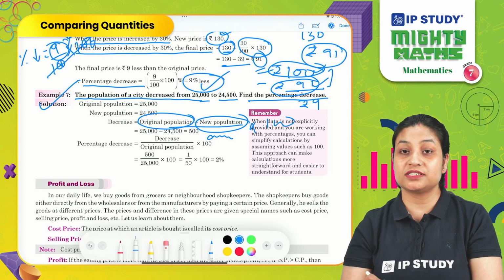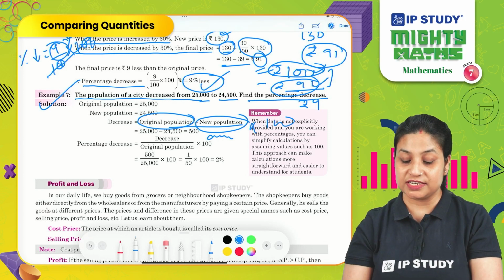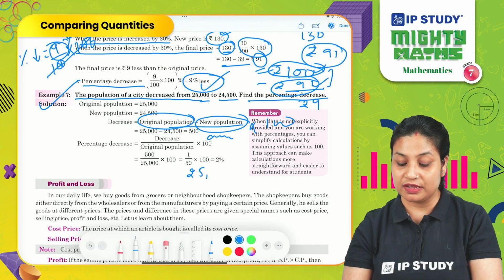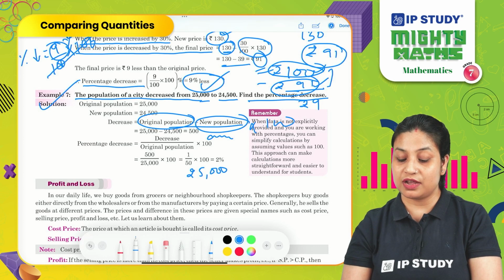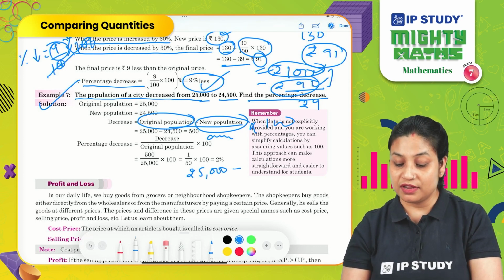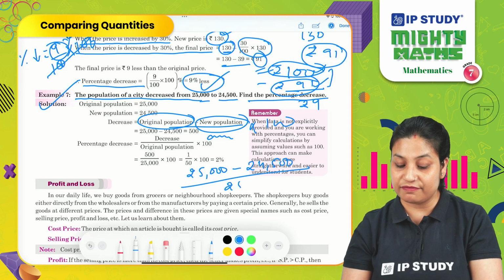So what was the initial population of that city? That was 25,000. Now what is the decreased value of that city's population? That is 24,500 divided by 25,000.